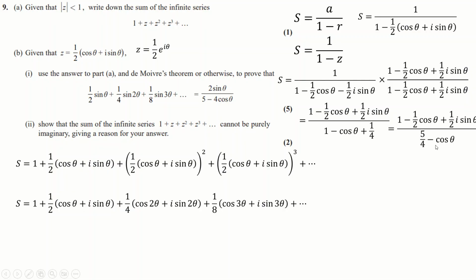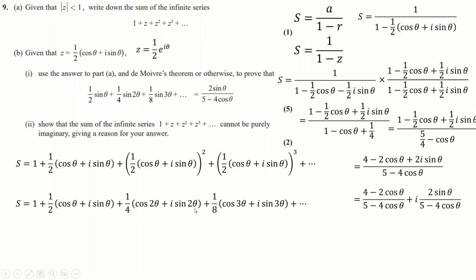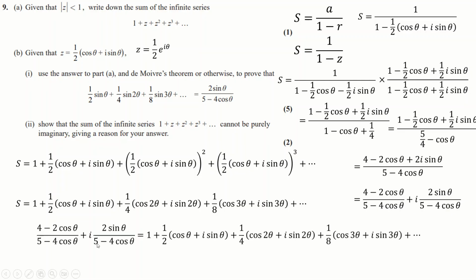Then we can multiply top and bottom here by 5 to get this, and this is looking great, and we have some good work here. Now that's another way to describe S. So this is equal to this because they both describe S. I split this out into its real part and its imaginary part, and you'll see why. It's going all the way back to question 2, I think, when we were comparing things that had x's and things that didn't. From here we can compare things that have i's in them and things that don't. Over here the imaginary part is 2 sine theta over 5 minus 4 cos theta, and the imaginary part over here is a half sine theta plus a quarter sine 2 theta plus an eighth sine 3 theta, and so on, which I think gives us exactly what they wanted us to have.